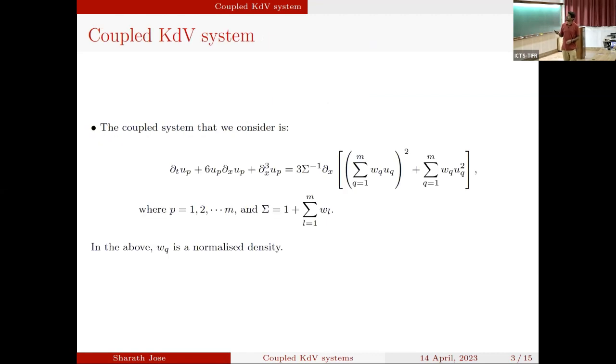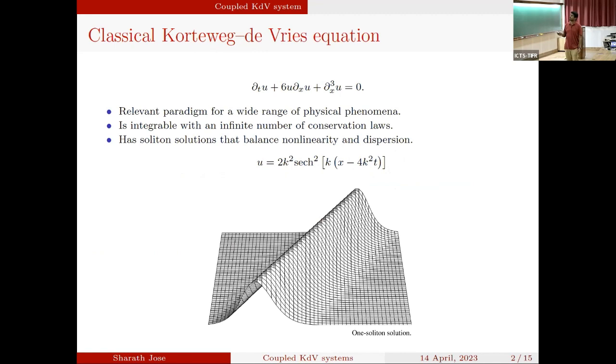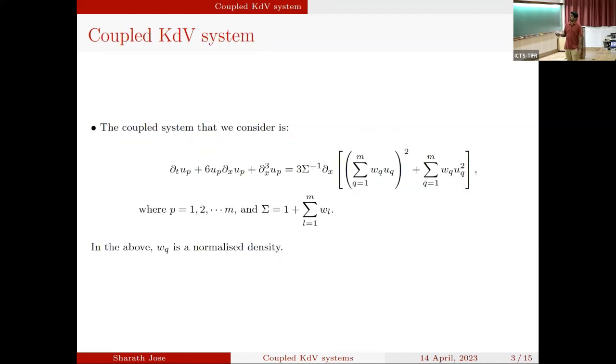Now, this is the coupled KdV system that I'll talk about today. For the large part, you can see on the left-hand side, it's pretty much the same as the classical KdV equation. On the right-hand side, we have all forms of coupling. The coupling is parameterized by a set of real constants WQ, and there are m of them. This m can be any integer which is greater than 1.